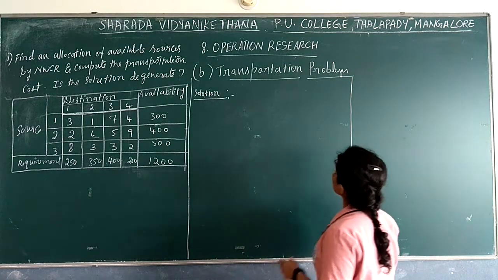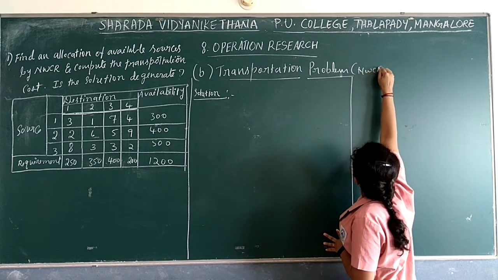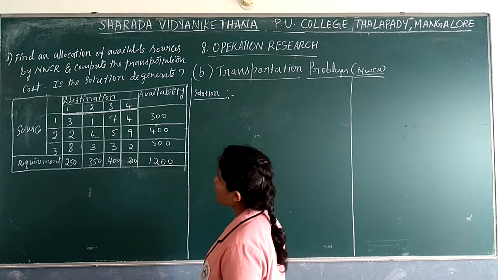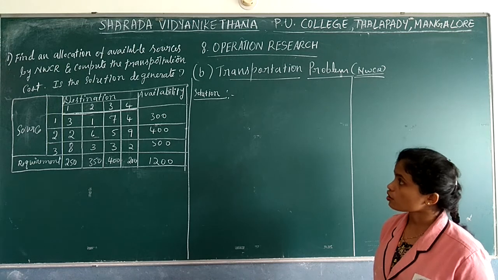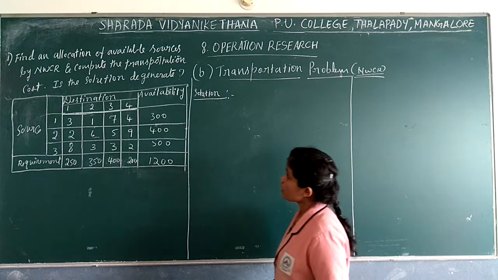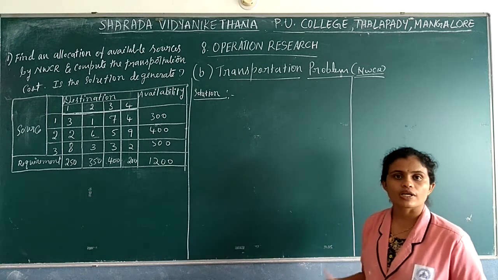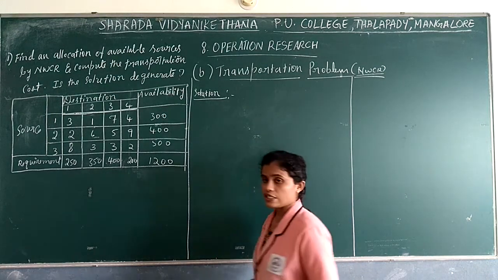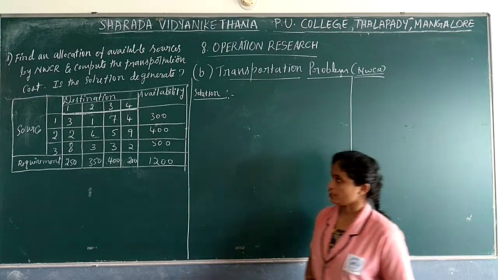Now see the problem here in the first problem. Here are the problems of the northwest corner rule. Find an allocation of available sources by the northwest corner rule and compute the transportation cost. After allocation we have to find out the transportation cost. Then we have to check whether the solution is degenerate or not degenerate.